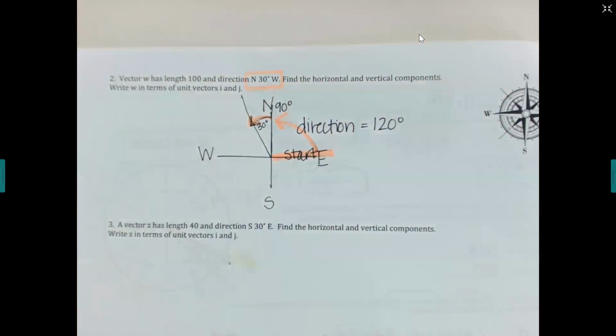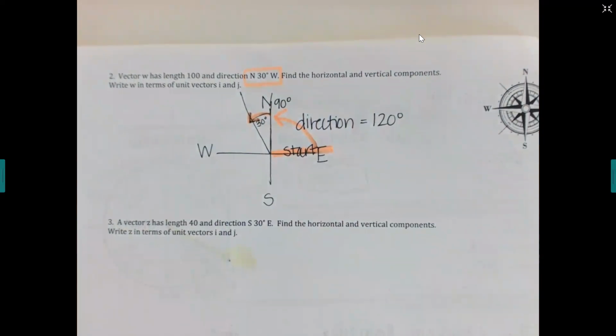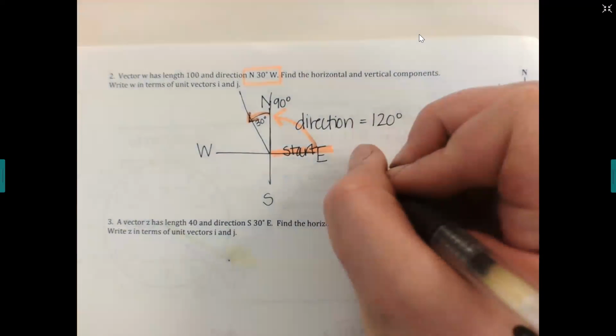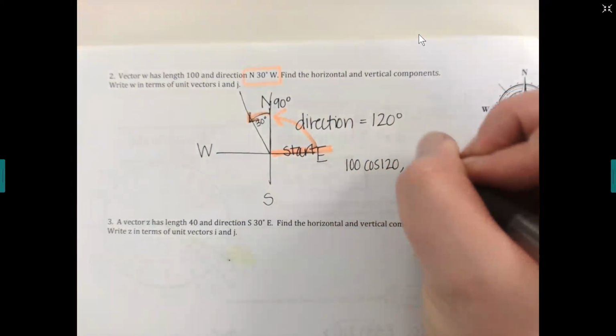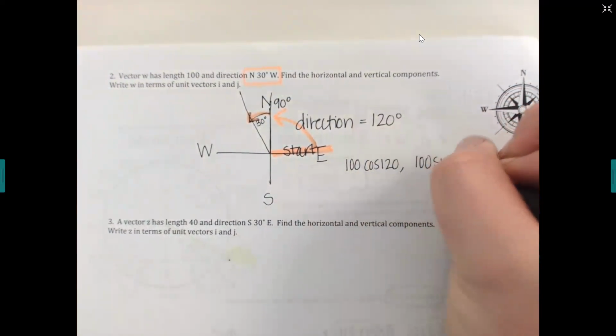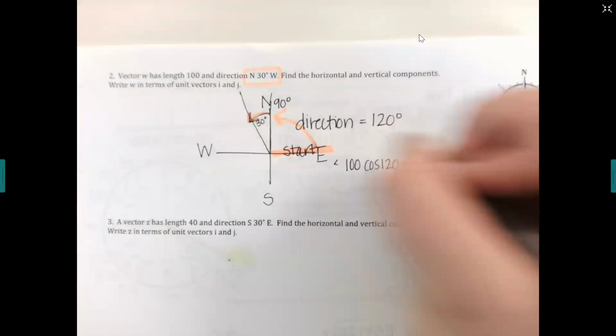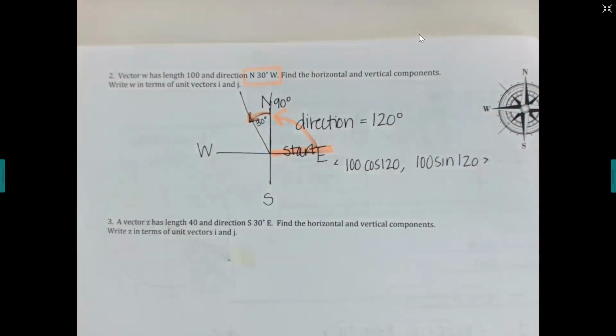Because remember, you can't measure just from north. You have to always start from the east, the start point. And then from there, how fast is this vector going? It says, what's the length? 100. Then your vector would be 100 cosine 120, and then 100 sine 120. Then you would look at the unit circle, pull the numbers in, and so on. Okay, next one.